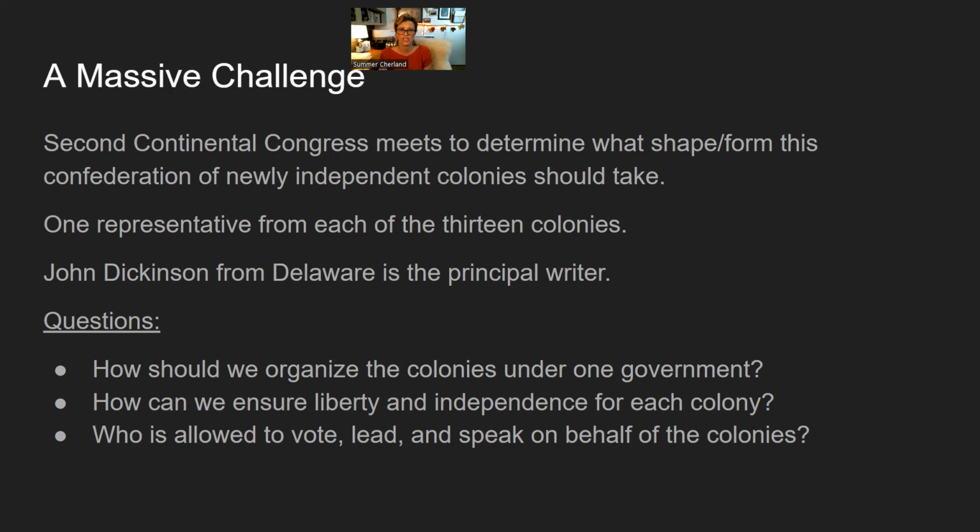And these are the questions that these colonists, former colonists, are asking. How should we organize these colonies under one government? How do we actually put these 13 colonies into place? How can we ensure liberty and independence for each colony? And who is allowed to vote? Who is in charge, right? Who gets to vote, lead, and speak on behalf of individual colonies, but on behalf of the 13 colonies united as well?